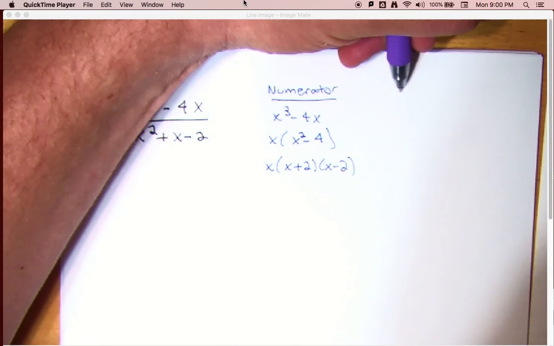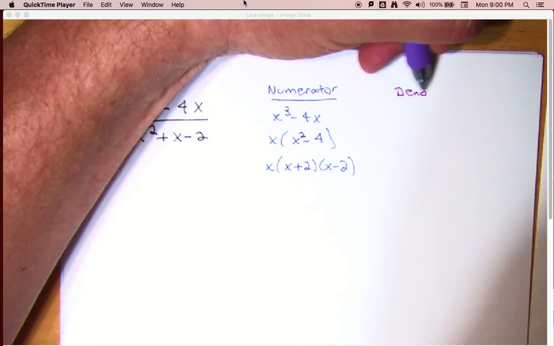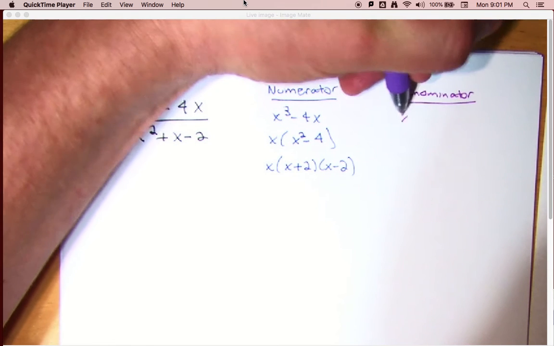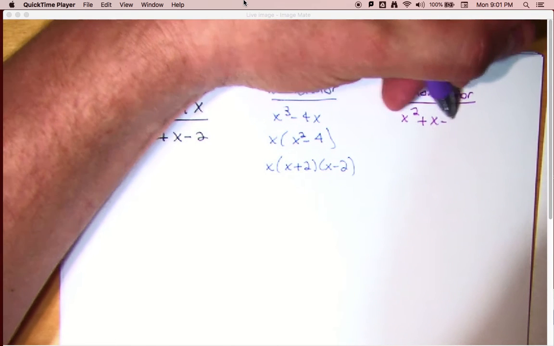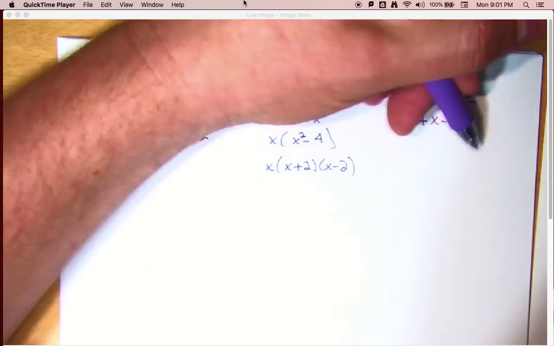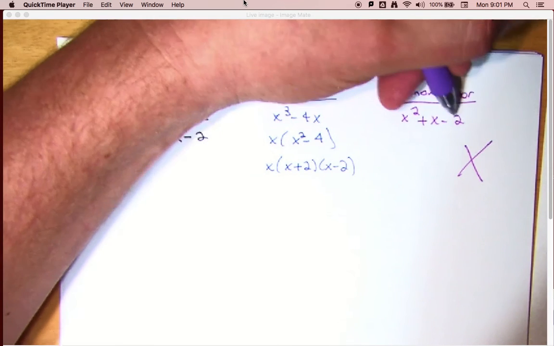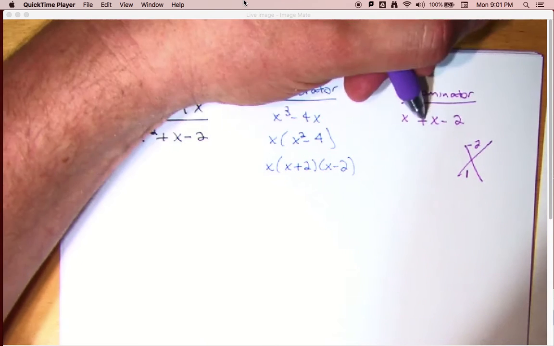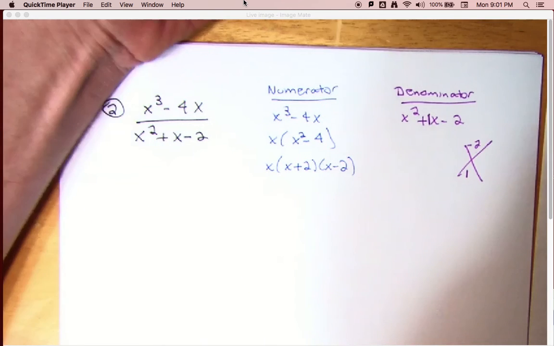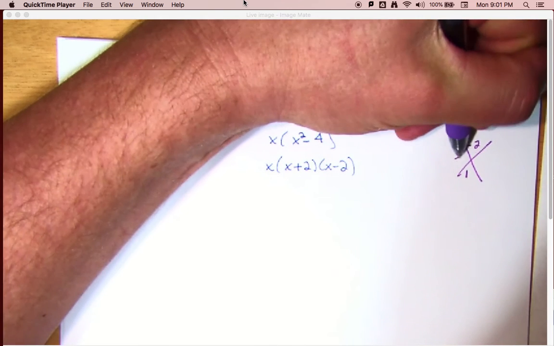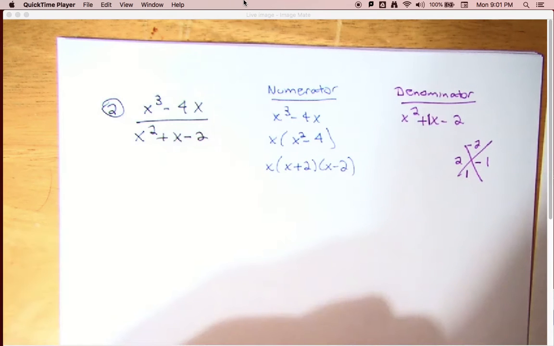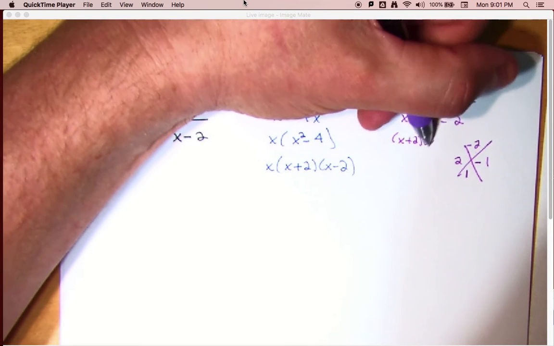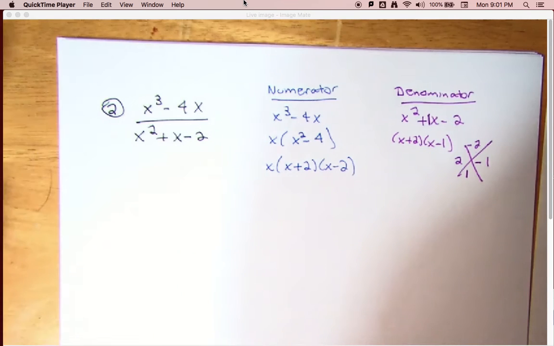Let's do the denominator now. All right, x squared plus x minus 2. That's a trinomial. We do the x. Negative 2 times 1, negative 2. Put a 1 right there because this is 1x. Two numbers that multiply to get negative 2 and add up to get 1 are 2 and negative 1. And so this factors to x plus 2, x minus 1.